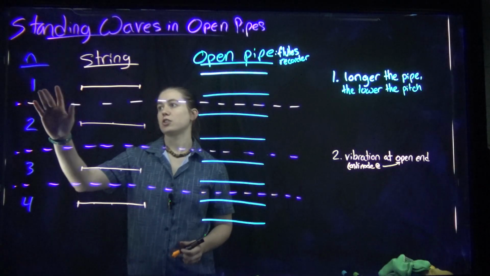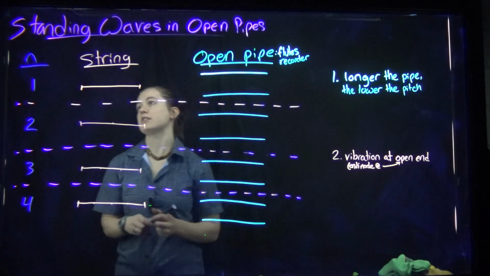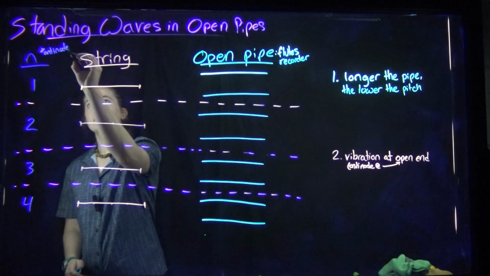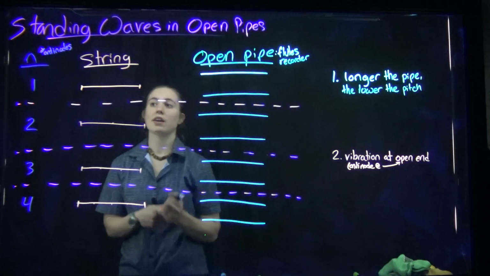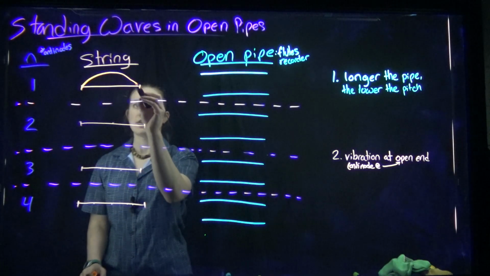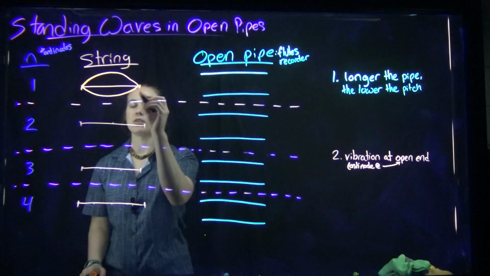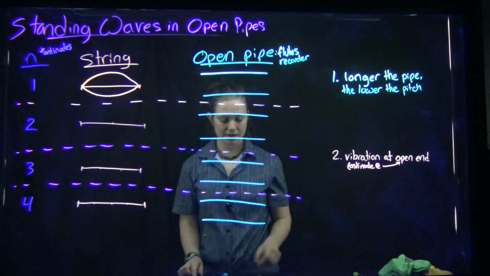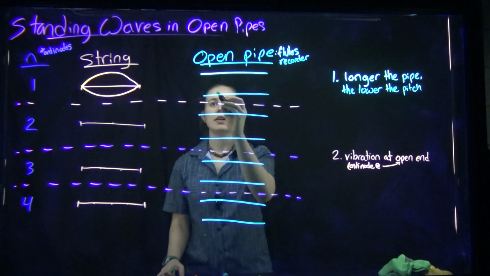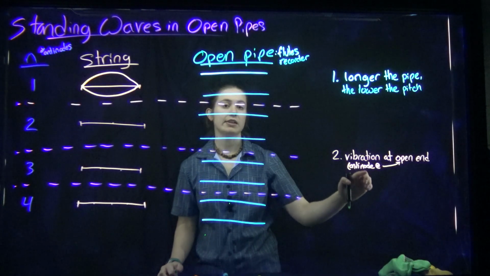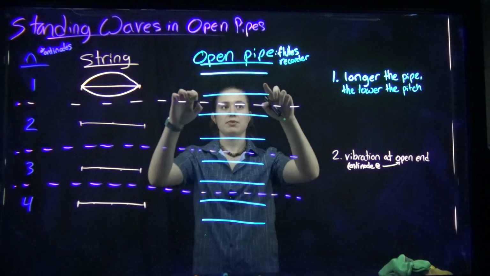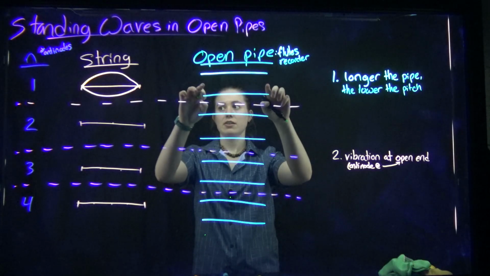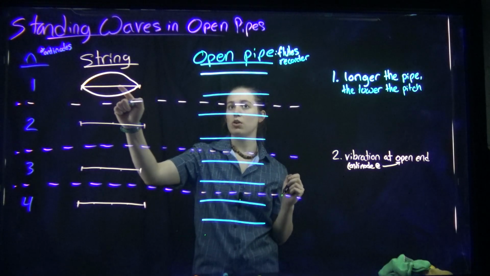Alright, so here I just have a reminder of what these waves are going to look like on a string. So n, remember, is our number of antinodes. On a string, this wave would look like this. We have one antinode. In an open pipe, remember, the vibration or the antinodes are at the open end. So this is an open end and that's an open end. We need to have antinodes there. We need to have one antinode in total.